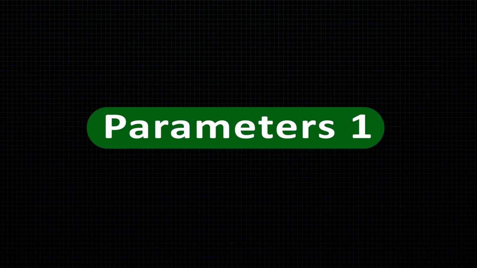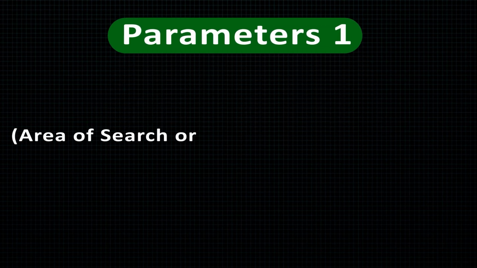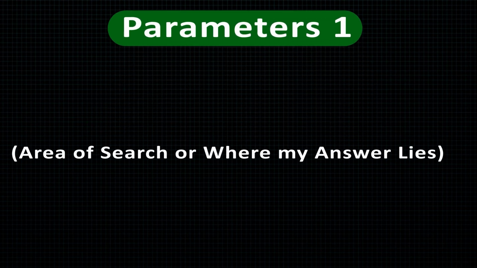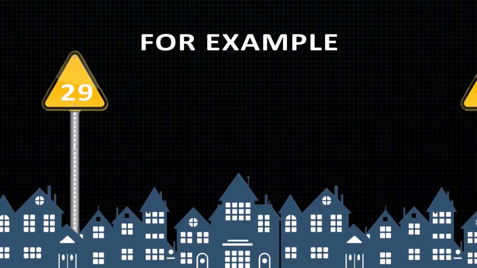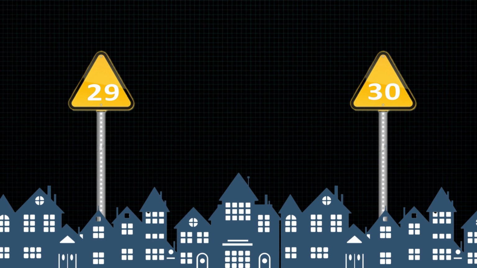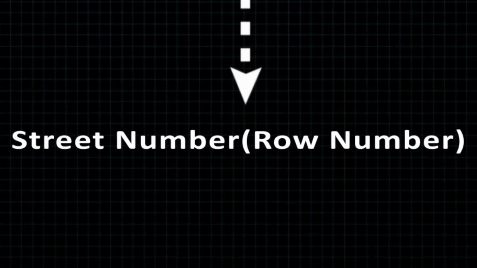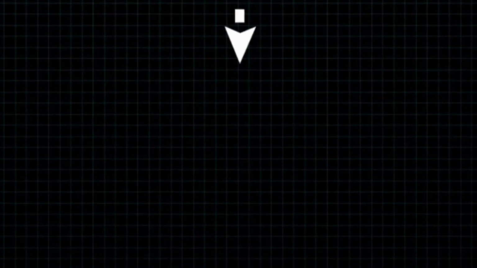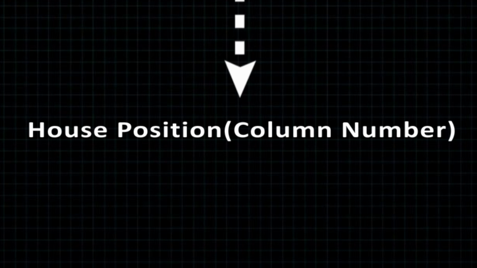The first parameter is my area of search, or where my answer lies. For example, in this particular case, we want to know the area where these particular streets or houses are, right? Similarly, you need to provide the range in Excel where your answer lies. So that will be your first input. The second is your street number, or you say the row number. And the third is your house position, or better say the column number.